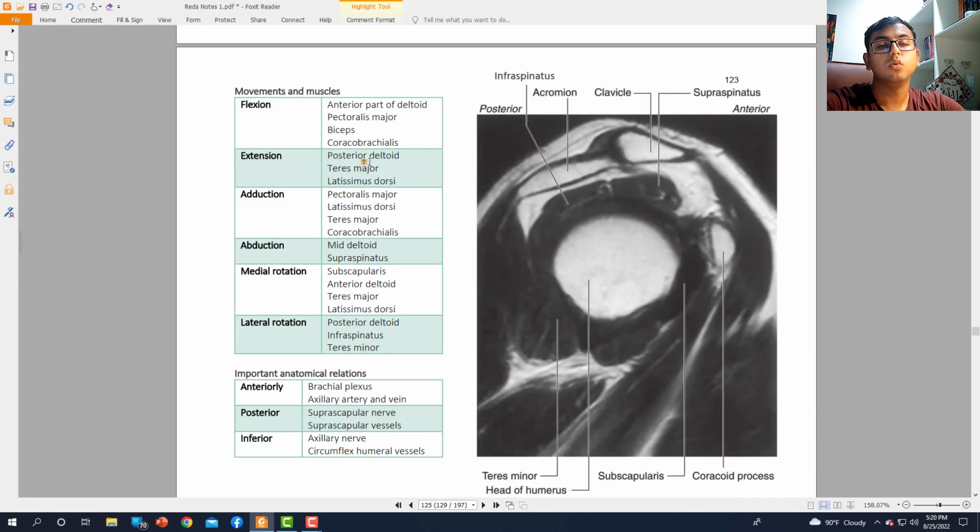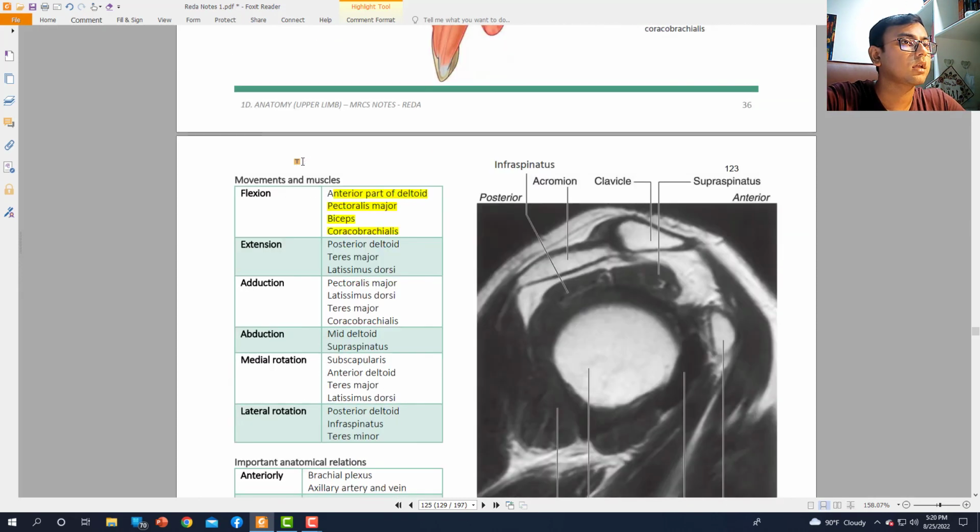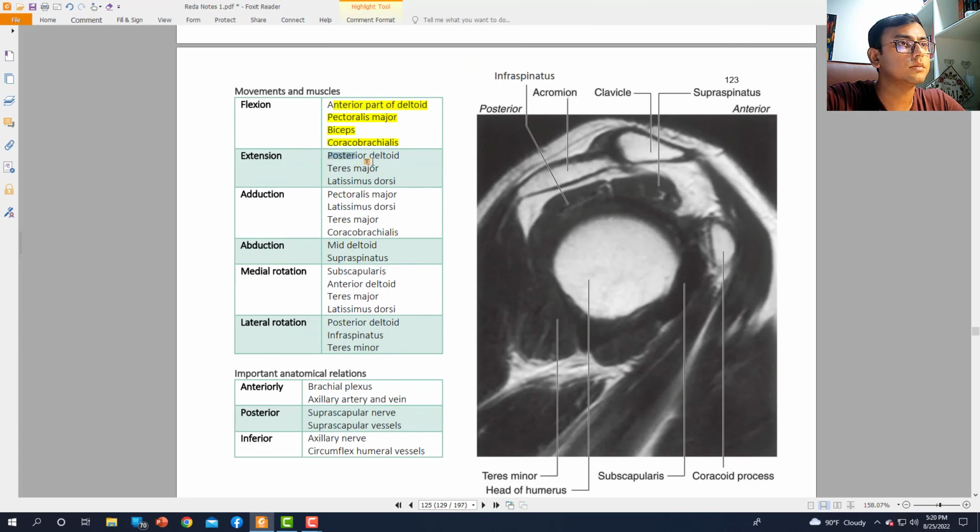Now, what are the abduction, adduction, circumduction movements? What bones, what muscles are involved? That is flexion: anterior deltoid, pectoralis major, biceps and brachioradialis. That is flexion of the shoulder. Now extension: deltoid, teres major, latissimus dorsi.